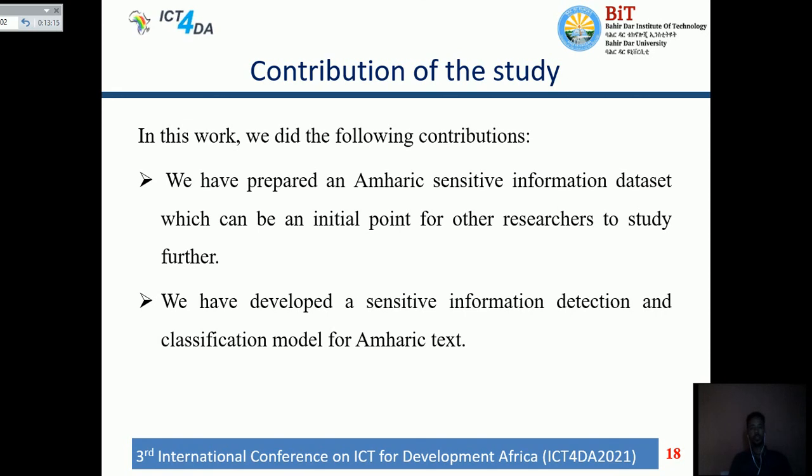When we see the contribution of the study, this study made 2 basic contributions. The first one is the dataset. We have prepared an Amharic sensitive information dataset, which can be an initial point for future researchers to study further. We have also developed a sensitive information detection and classification model for Amharic text, which is novel, and no works have been proposed yet.